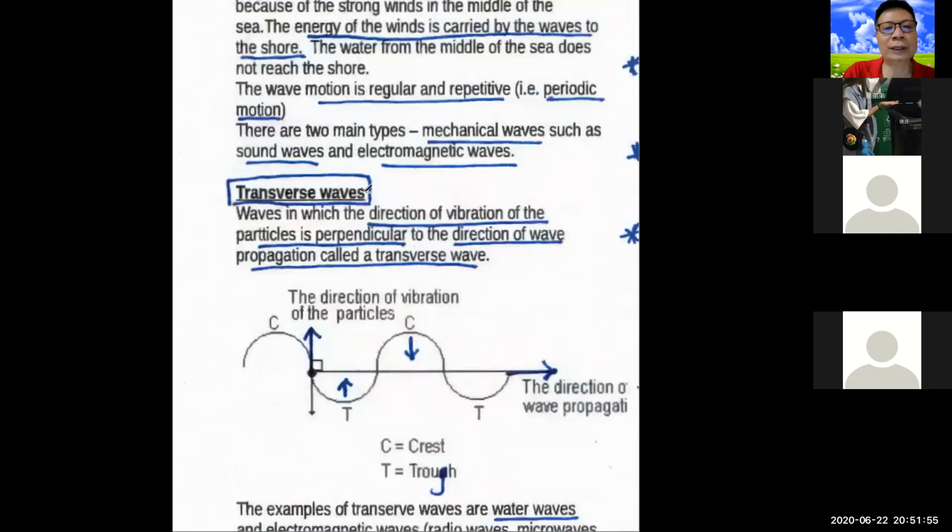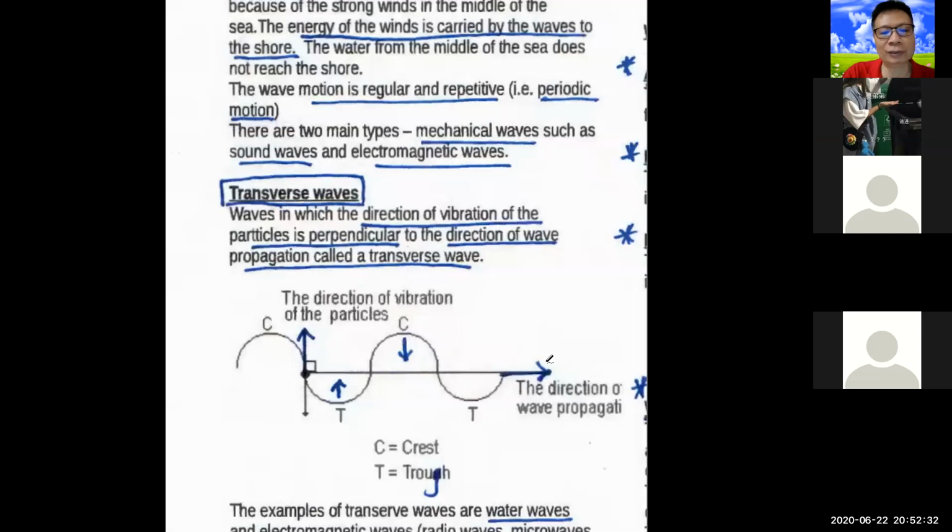Another one: transverse wave. Slowly, class. Later on you learn another one, longitudinal. That's why I said this chapter is very long; you need a lot of patience to study everything here. Transverse, I use this diagram to explain first. The wave is moving up and down while traveling from left to right. This arrow shows the direction of propagation. Propagation means direction of motion. It moves from left to right.